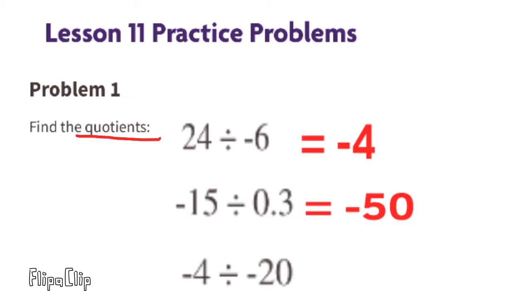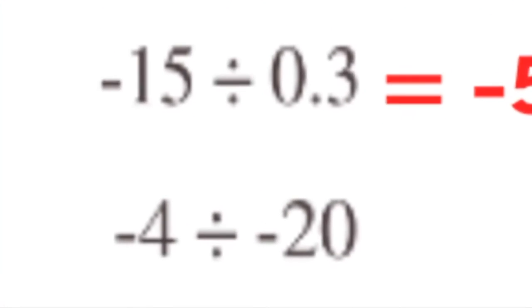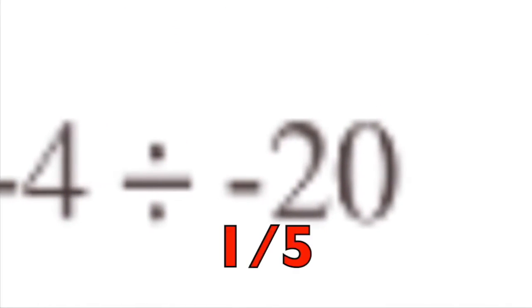Next, we have a negative divided by a negative, so we know that the quotient is going to be a positive. -4 divided by -20 is going to be a positive 1/5, which is also equivalent to positive 2/10.